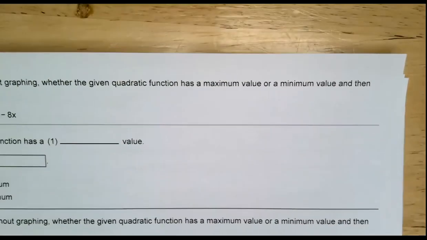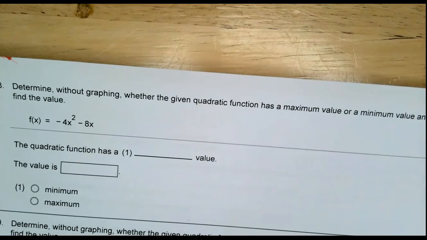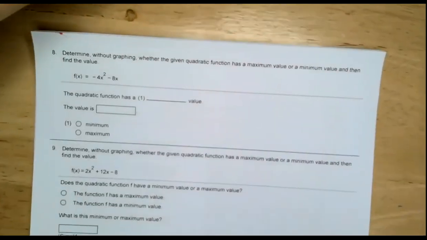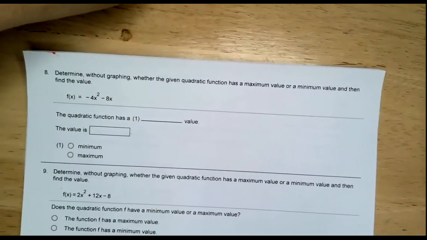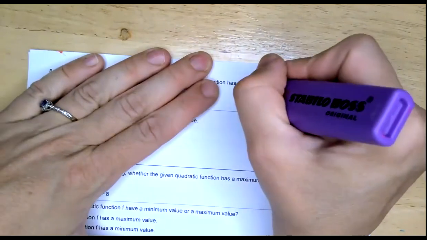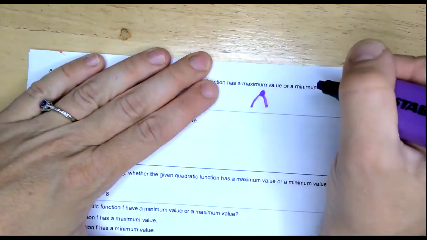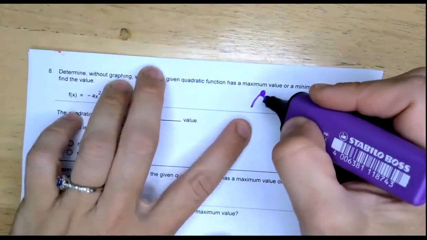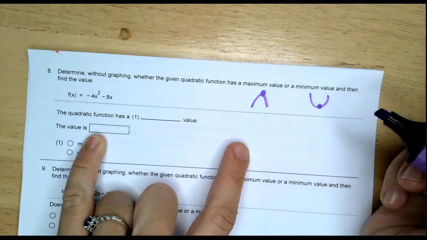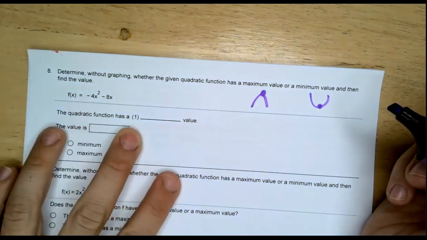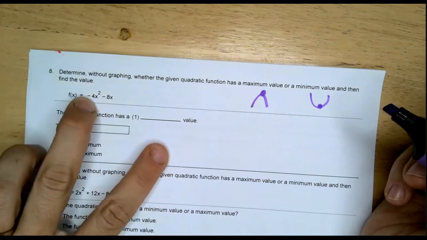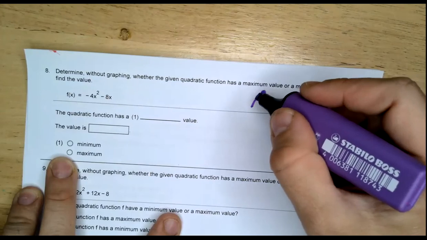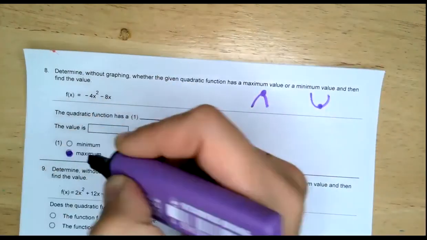All right, the last ones are shorter. Determine without graphing whether it has a maximum value. Sorry, you got this wrong on the exam because we didn't do it before you took the exam. If it's concave down, it has a maximum value. If it's concave up, it has a minimum value. The quadratic function with a negative a is opening down, so it has a maximum value. Does that make sense?